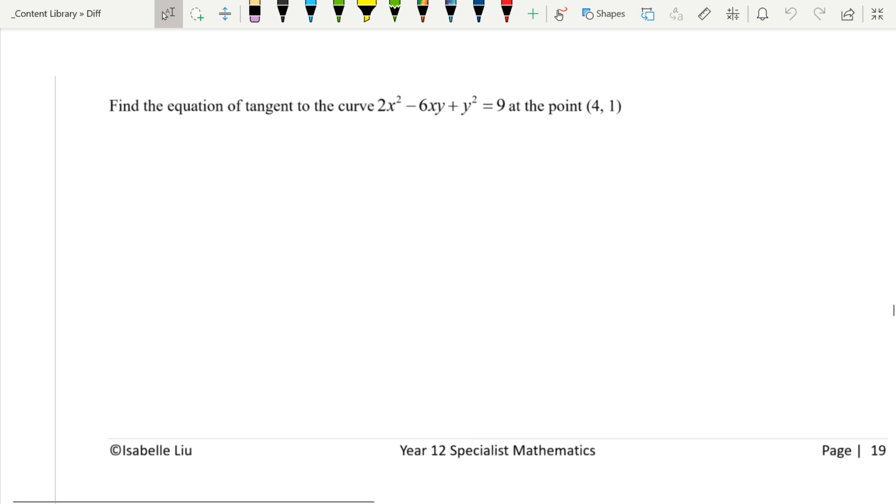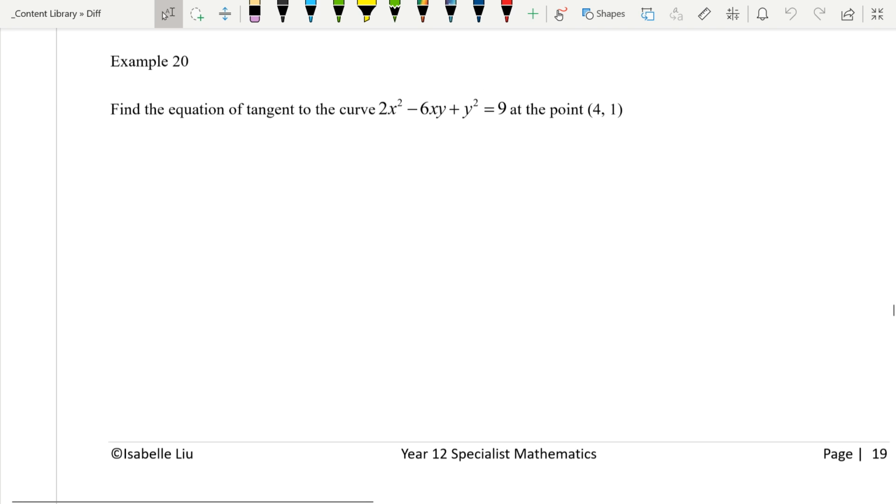Find the equation of the tangent to the curve. They give you the curve at the point (4, 1), so this is a point on the tangent already. What else do I need? dy/dx at that point. If I want to find the tangent, I need the dy/dx at that point. So what we'll do is differentiate this equation here.